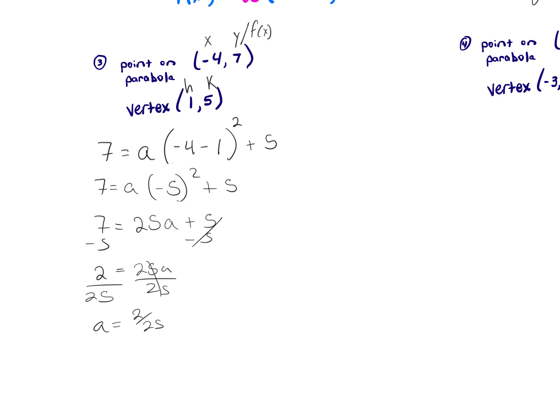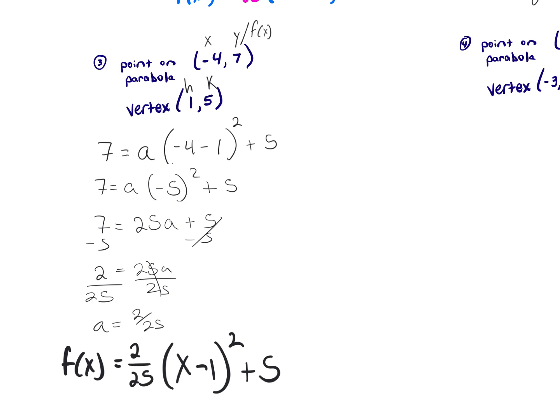Now, why is that important? Now we have the vertex and the a, so we can officially write it in vertex form. So we can say f of x is equal to the a that you found, so 2 over 25, then parentheses, x minus the h, so minus 1, squared, plus the k, plus 5. So this would be your final solution. So you have to find a in order to write it into vertex form.